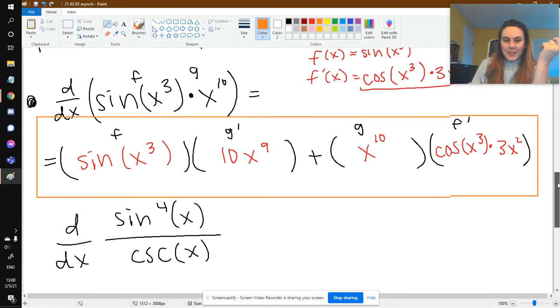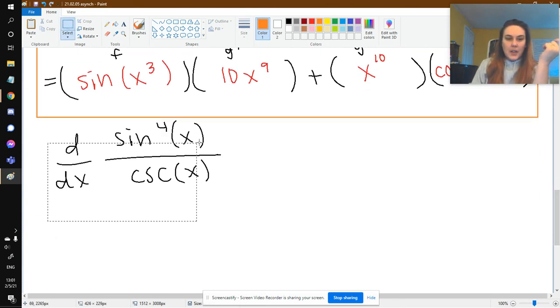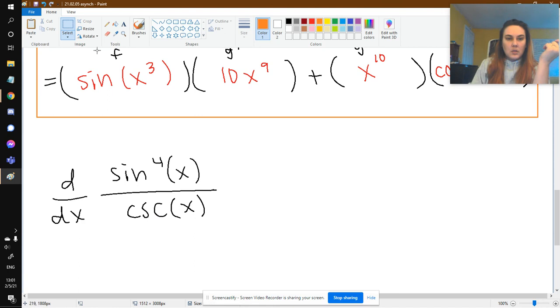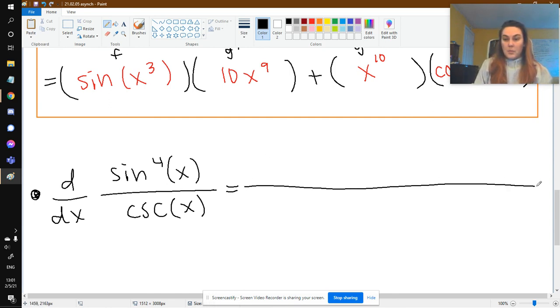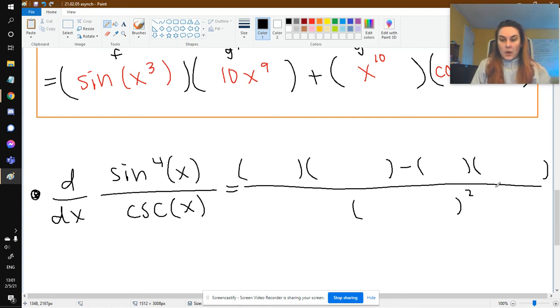All right, next fun fact. We're going to take the derivative of sine to the fourth divided by cosecant. My overarching pattern here is quotient rule. So I'm going to make a big quotient rule thing where it's the bottom times the derivative of the top, minus the top times the derivative of the bottom, and then the bottom squared. That's my quotient rule pattern. I'm going to go ahead and write in that this is f, that this is g, that this is g, that this is f prime, that this is f, this is g prime, and this is g.